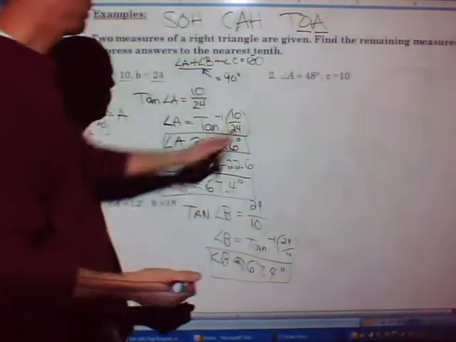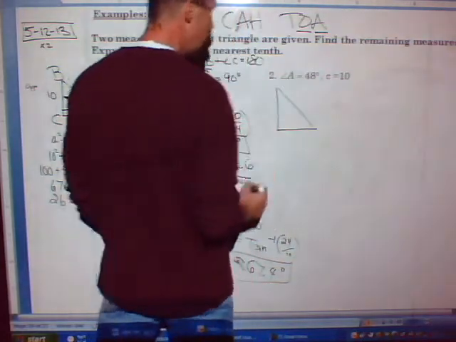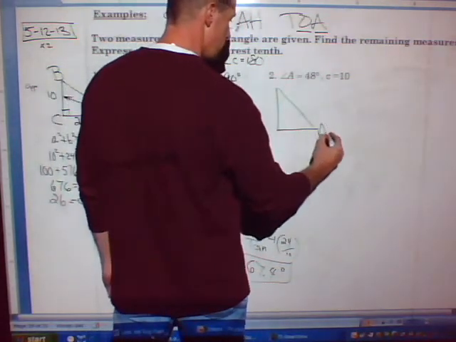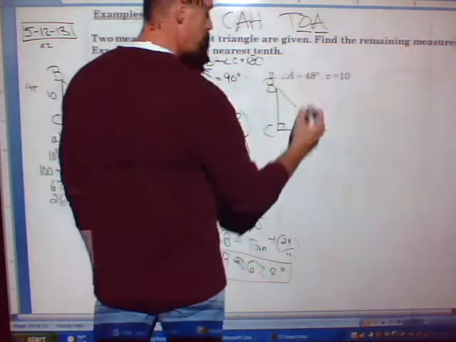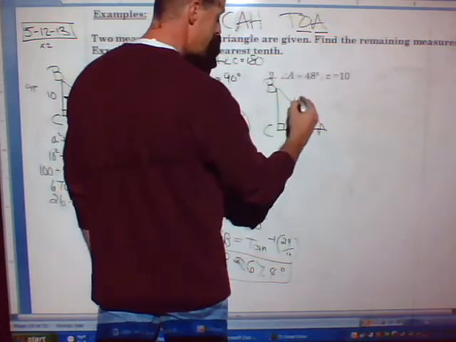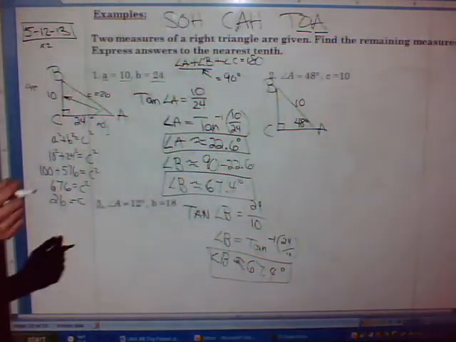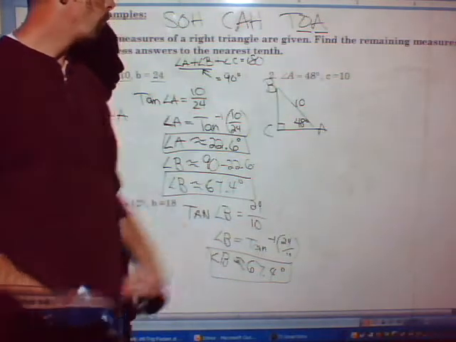All right, in example 2 here, again, let's draw ourselves our triangle. So here's angle A, angle B, angle C, 90 degrees. This time they'll tell you angle A is 48 degrees. They tell you side C is 10. So now we're missing 2 sides and we're missing 1 angle.